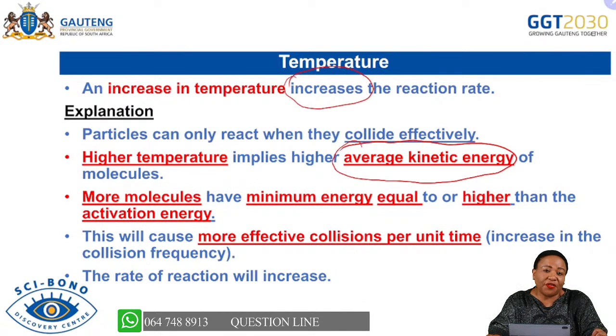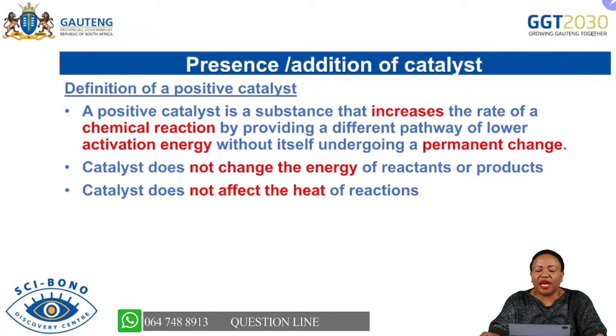So we have already discussed three factors that affect the rate of reaction. We started with the surface area, and we explained how the surface area affects the rate of reaction. We went to concentration. Now we are busy with temperature. And the next one that we are going to look at is the addition of a catalyst. We have increased the surface area, the concentration, and the temperature. However, in terms of the catalyst, we are not going to increase it.